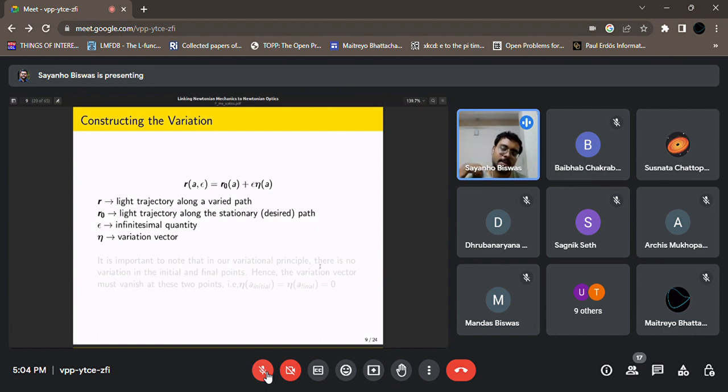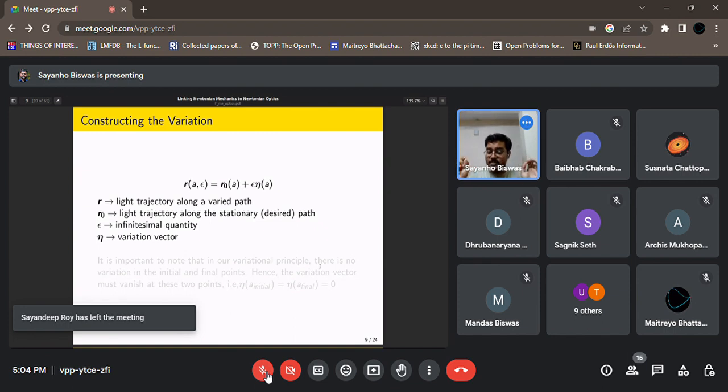R vector is the light trajectory along a parallel path. R0, or R naught, as one might like to call it, is the desired path. That means the path through which the light will actually go. Basically the solution path is R naught. That gives us the solution trajectory, the one through which it will go. Epsilon is a very small, infinitesimally small scalar quantity. You can also write epsilon tends to zero. But epsilon is a very small scalar quantity, infinitesimal.